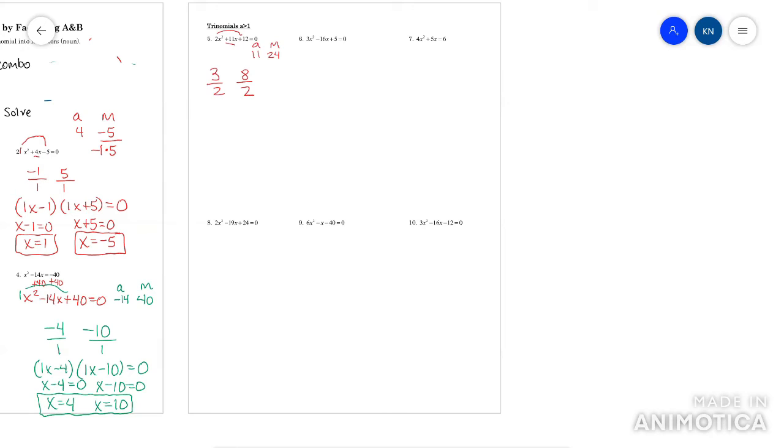Now you have to reduce this 8 over 2. You have to reduce it to be 4 over 1, or else you'll get the wrong answer. Then you write bottom x, top, same thing. This equals 0. This is my factored form. Set each factor equal to 0 and solve it.